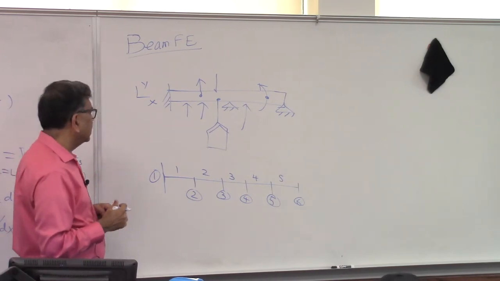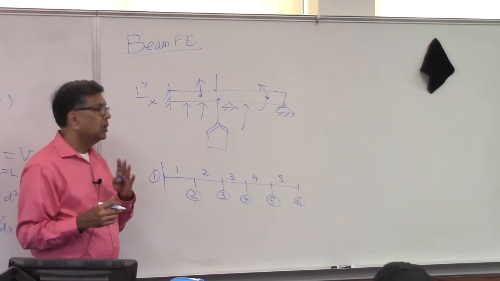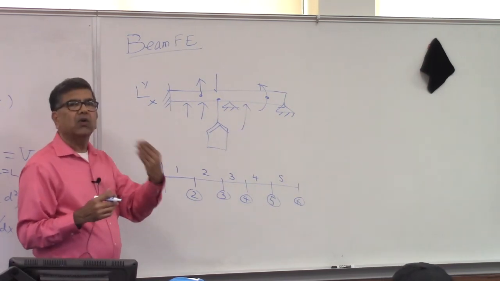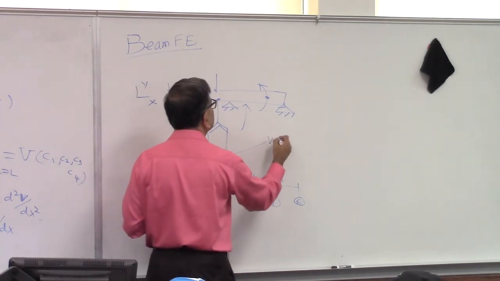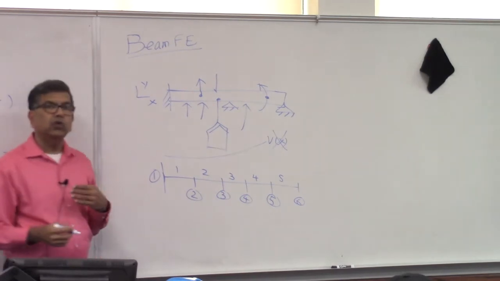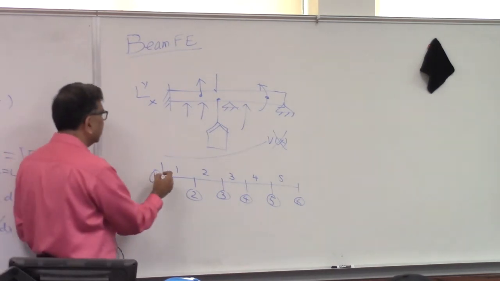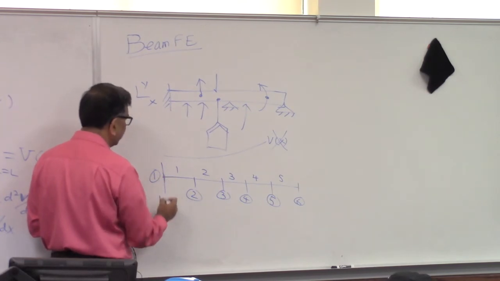Okay. Now, in finite element, you are allowed to apply forces. So what are we solving for? In the beam theory, we solve for the deflection, V(x). Now, in finite element, we don't do that. We solve for deflection and slope at the nodes. We call the deflection at this node V1.